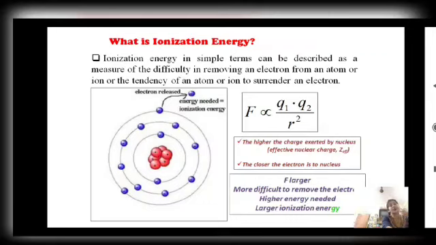Here there is a mathematical representation. F is proportional to Q1 into Q2 by R square. Q1 and Q2 are the two electronic charges. R is the radial distance between them. So you can see that the larger the F, the more difficult it is to remove the electron. That is, a higher amount of energy is required and larger ionization energy is manifested.